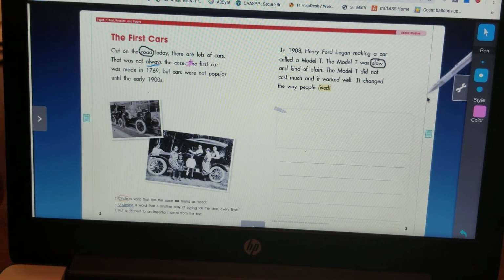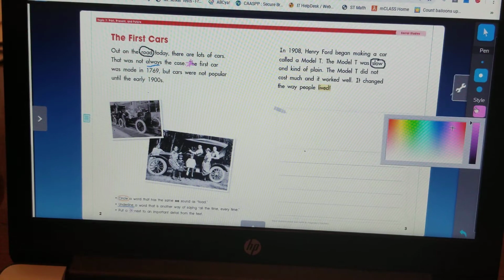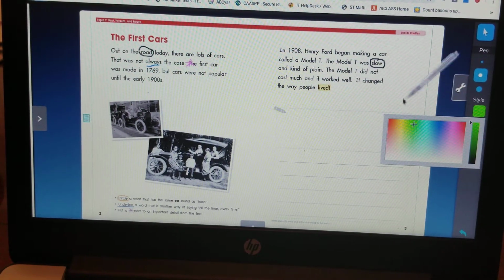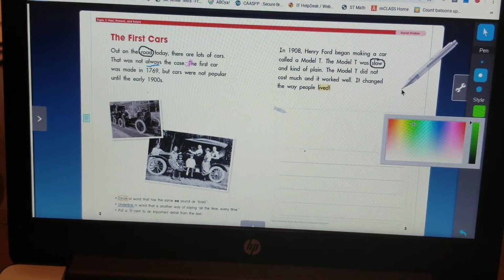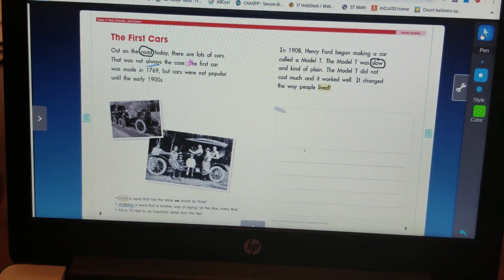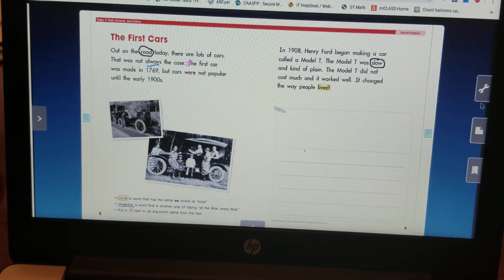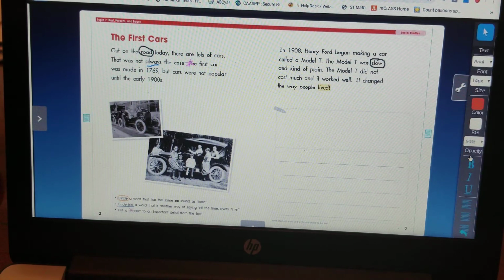Okay, this time I want us to review something. So I want you to change the color. If you are using crayons, you can get a different color because I want us to review nouns. Okay? Nouns. And I was going to have us do this. So let me see if I can still do it. Let's do a text box.